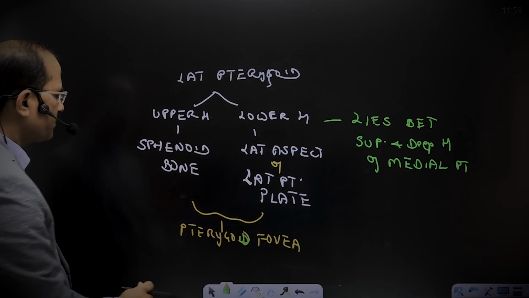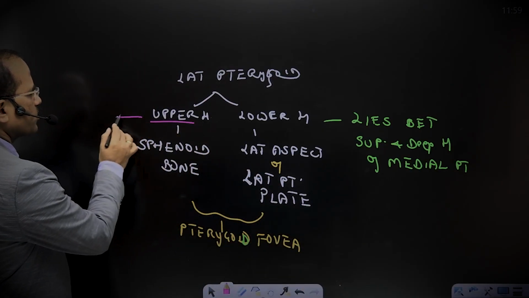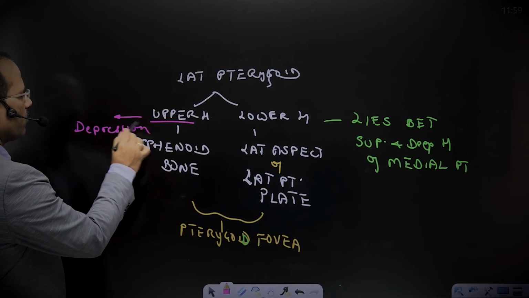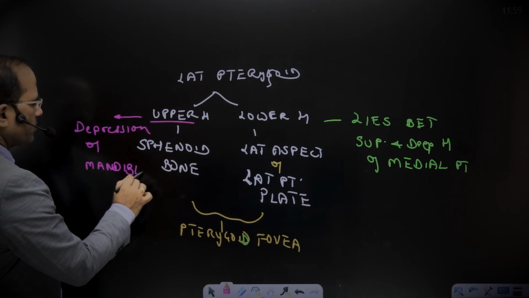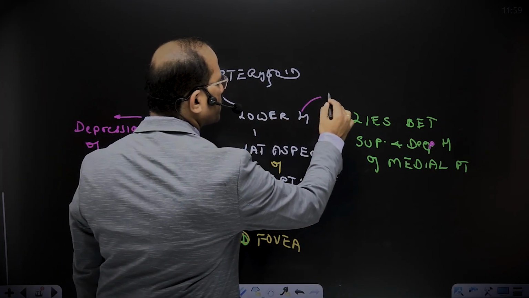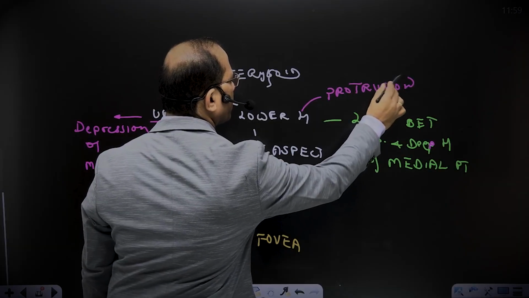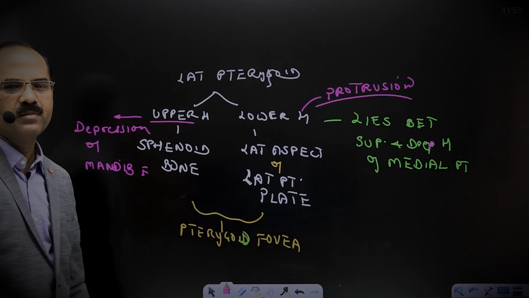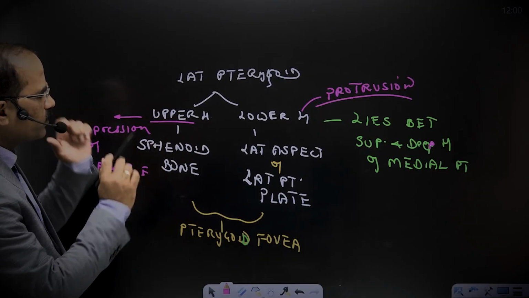Fine. What is the action of the upper head? It does depression of the mandible. And the lower head does protrusion of the mandible. So the lower head does protrusion, and the upper head does depression of the mandible. I hope I'm clear to all of you. Okay, so that's about the lateral pterygoid.